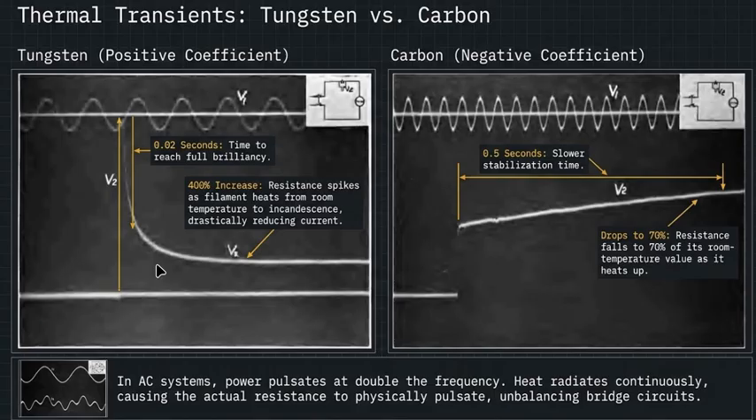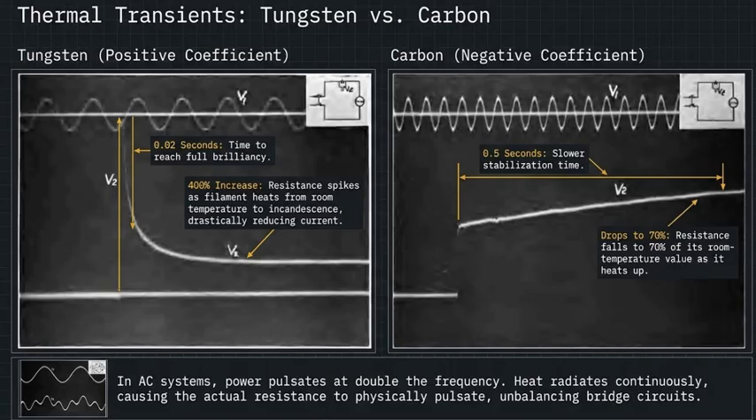But then you contrast that with a completely different material, like carbon. Right, which behaves totally differently. Completely opposite. If you look at an incandescent carbon lamp, you see an entirely opposite reaction because carbon has a negative temperature coefficient. Meaning, instead of the resistance going up as it heats up. The resistance actually goes down. Wow. And it takes much longer to settle, too. I read it takes about half a full second for the carbon filament to reach a stable temperature.